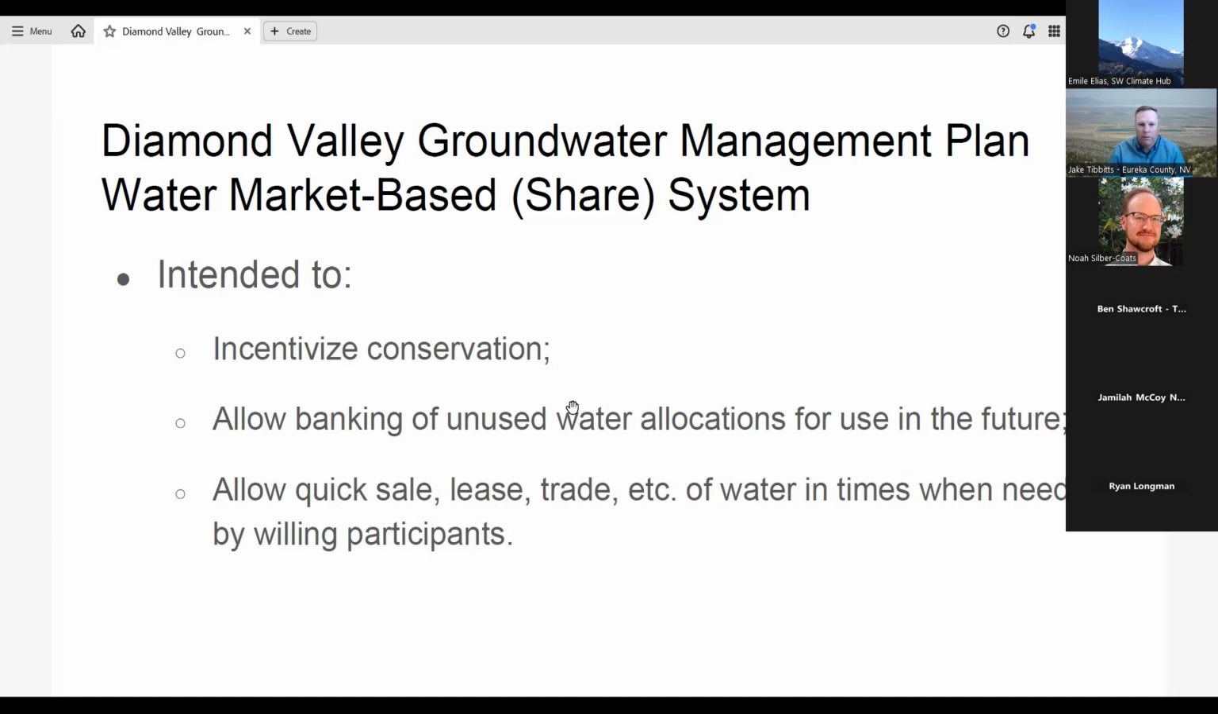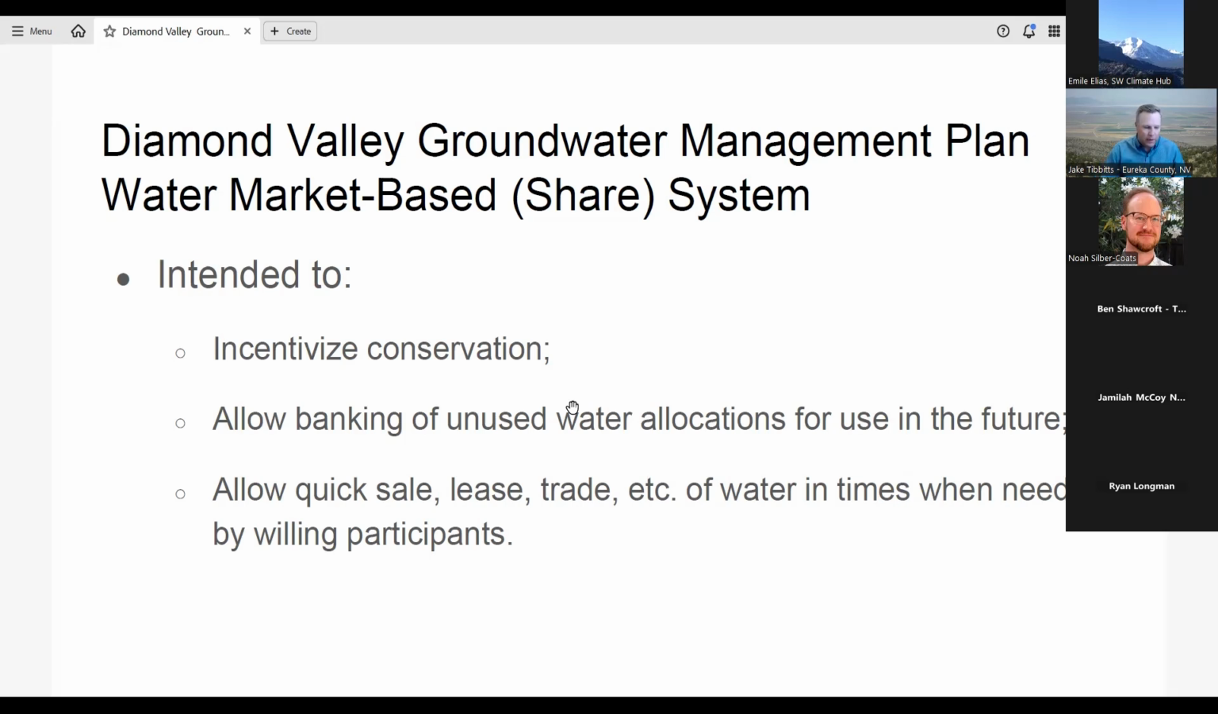So those that push the edges of conservation at the beginning and put in those irrigation efficiency practices really benefit because they bank water early on in the plan. And then in later years, when the water becomes more scarce as far as pumping reductions, it allows them to withdraw that water at that time. It also allows for quick sale, lease, trade, et cetera, for folks that need water or want to sell water or trade water or barter water, whatever it is, so that they don't have to go through a lot of the typical water rights approvals process.